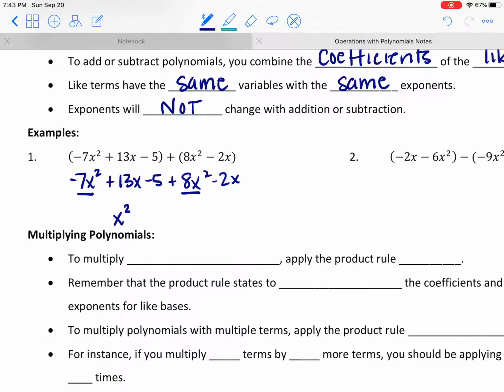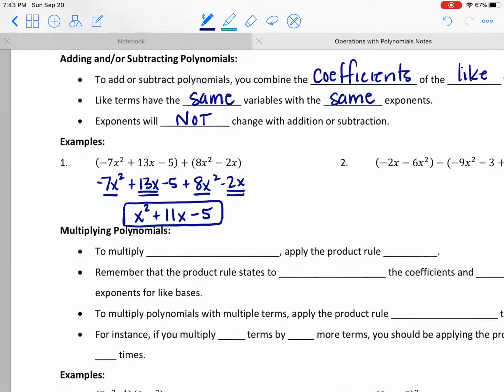And we can write the 1, we don't have to either way. And now I can combine the 13x and the minus 2x. And if I combine those coefficients, a positive 13 minus the 2 is going to leave me a positive 11 in front of the x. And then I have a constant, and it's just one constant, so I'm going to bring it down because there's nothing to combine with it. And so this would be my quadratic trinomial answer. Okay, that is the simplified result of adding those two polynomials.